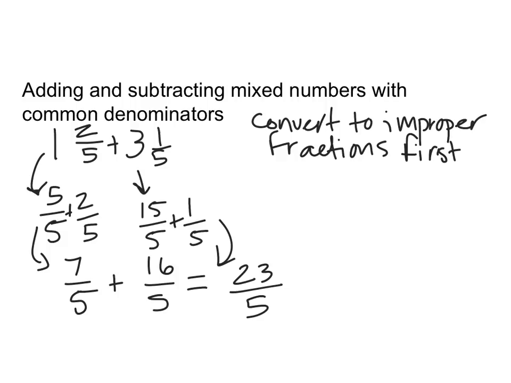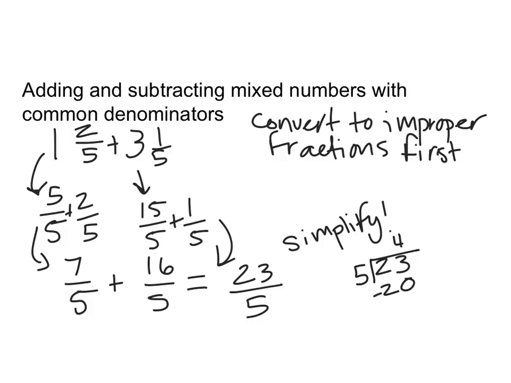And then it's nice to convert back to a mixed number. A mixed number is kind of a more simplified answer than an improper fraction. So to simplify, 5 goes into 23 4 times, leaving you with 3 left over. So 4 remainder 3. So that's equivalent to 4 3/5.